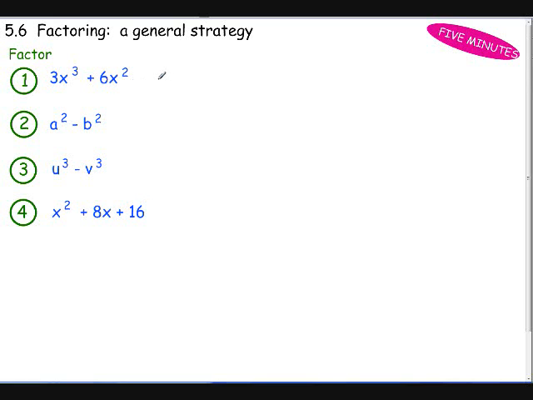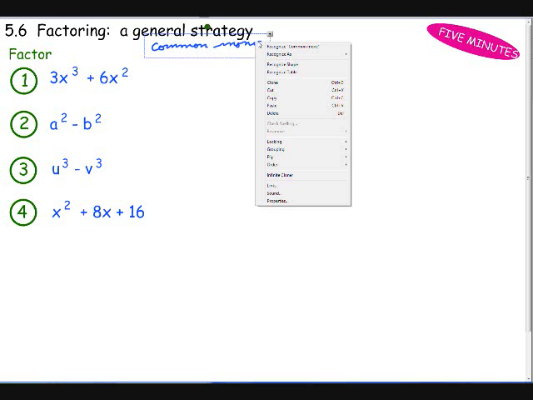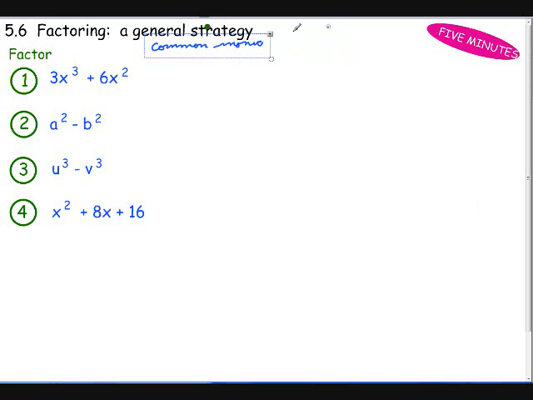Okay, so what's the first thing we generally do? Look for a common monomial, right? Do we have a common monomial that we can factor out? Monomial. Oh my goodness, my spelling. My handwriting is worse than my spelling.